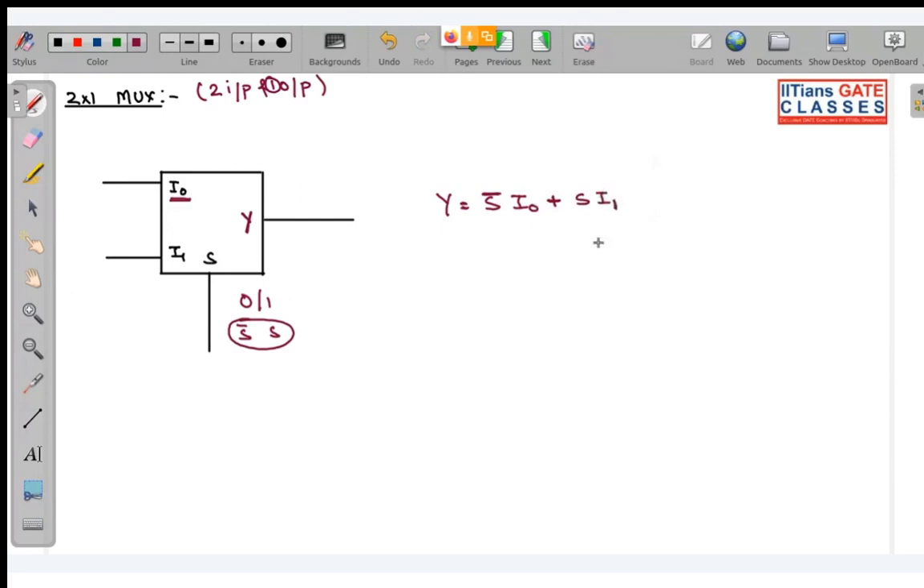So this is what I have written. So you can also write it like this. Output will be, when it is S bar, I naught will be selected, or when it is S, I1 will be selected. So this is what I have written in Boolean expression. Okay, this is what is written in your Boolean expression.